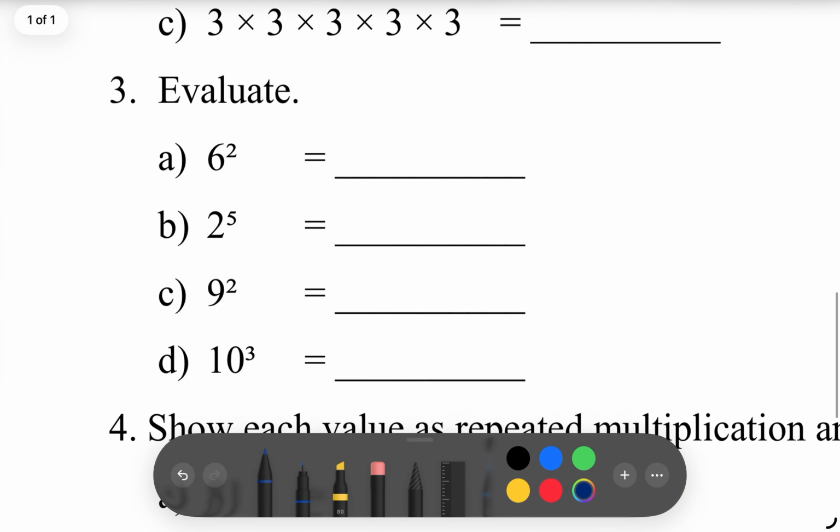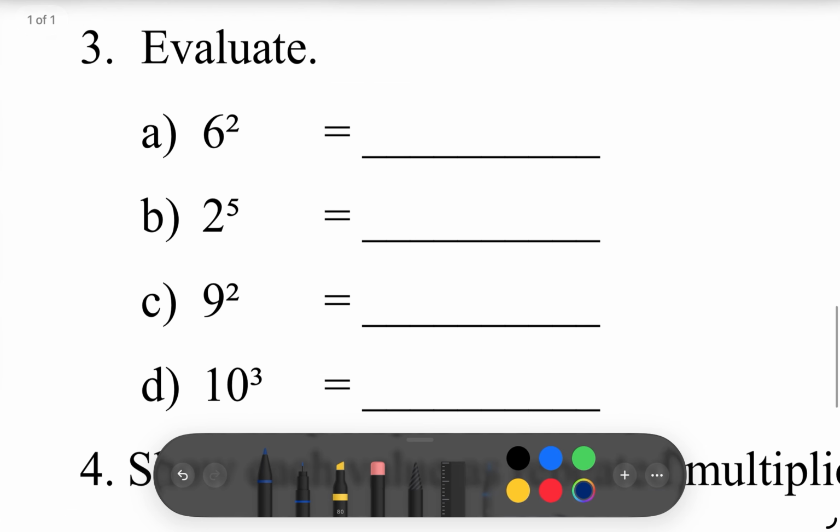In the third section, you have to evaluate this question. So this one, 6 to the power of 2. That is 6 times 6. You can use a calculator for evaluating. That is 36.